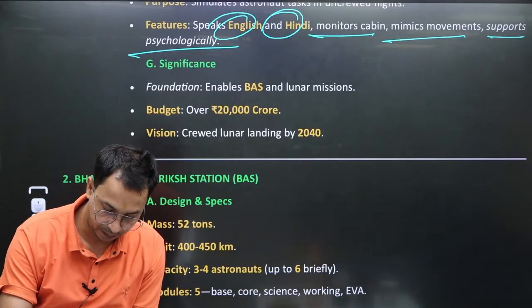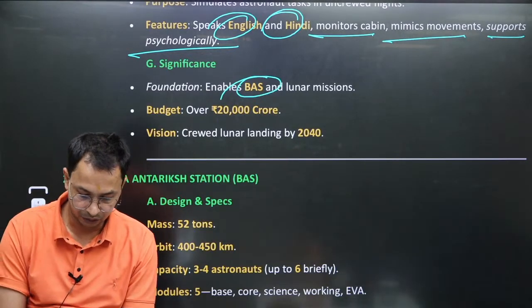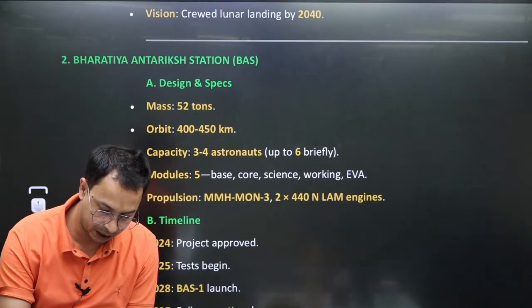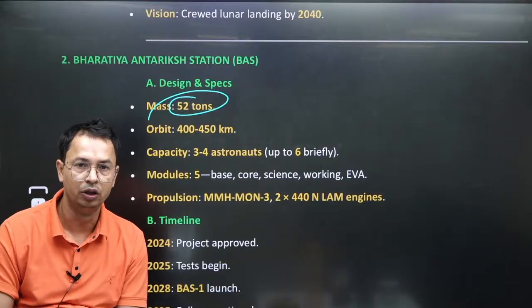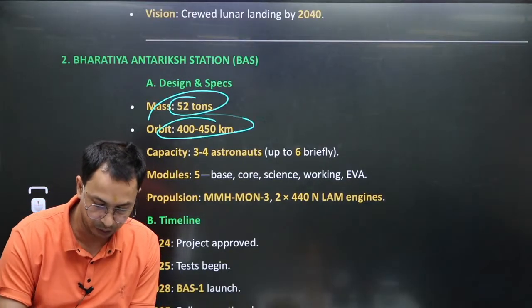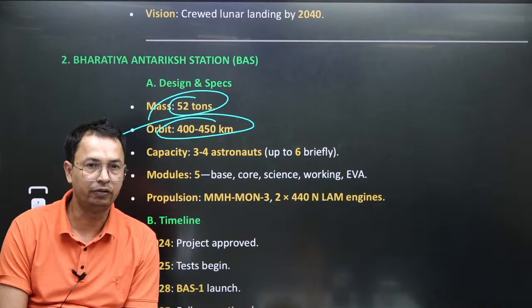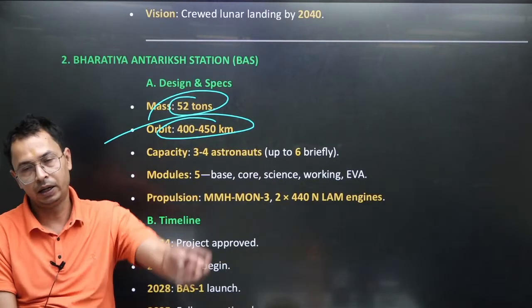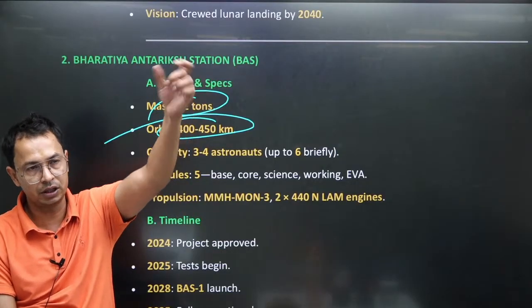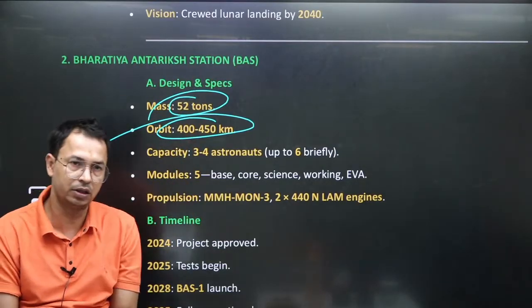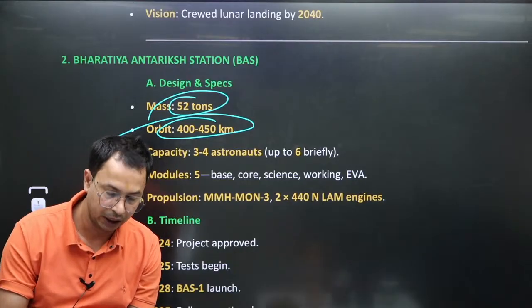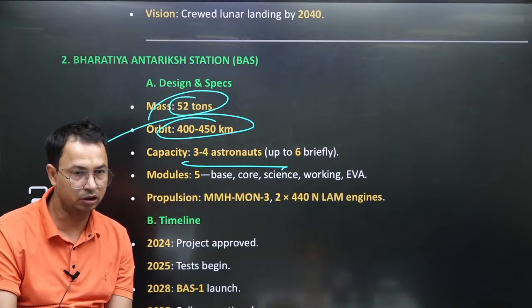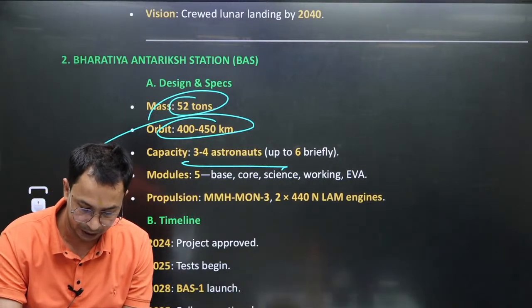Then we have the Bharatiya Antariksh Station. We are planning that the mass of the Bharatiya Antariksh Station will be 52 tons, and its altitude will be 400 to 450 kilometers. And what is the altitude of the International Space Station? The altitude of the International Space Station is approximately 400 kilometers. And in the Bharatiya Antariksh Station, we will send 3 to 4 astronauts. Maximum it can be 6.